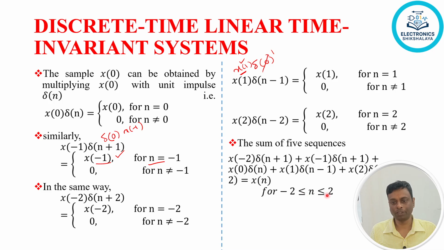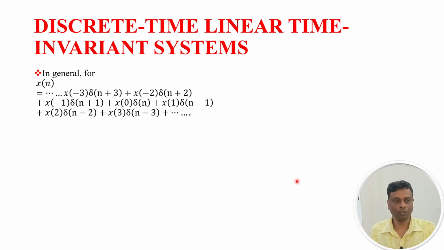So for minus 1, minus 2 to plus 2. If you want to find out your x of n from minus 2 to plus 2, then this is how it can be obtained. In general, it can be obtained by x of minus 3 del of n plus 3, then del of n plus 2, and so on. This is how x of n can be obtained by these expressions.